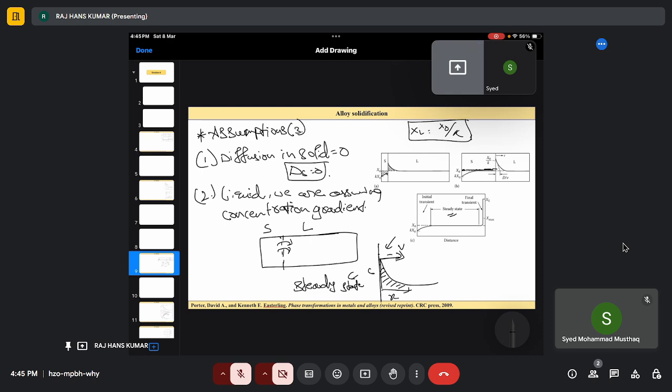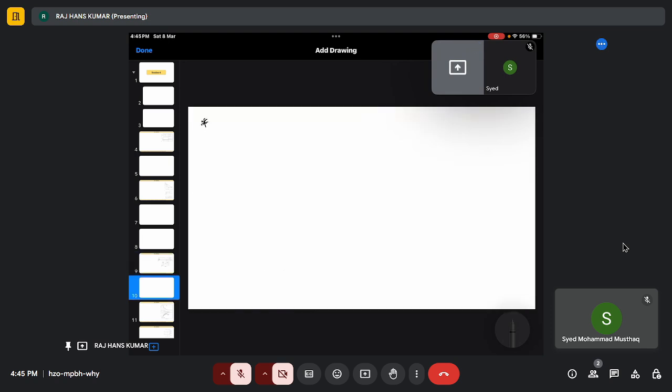Right? Now, let me explain this. So, as I've said before, we are achieving a steady state. That means at first there is a liquid, there is a solid.